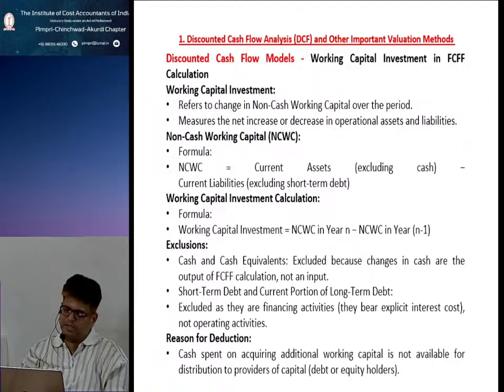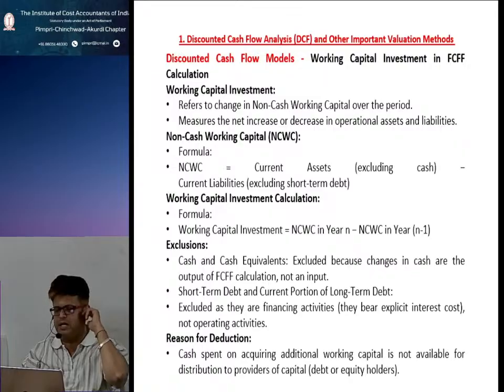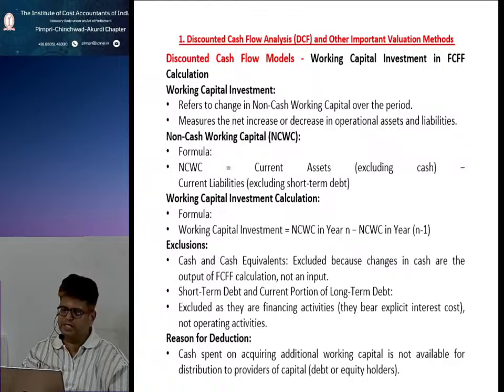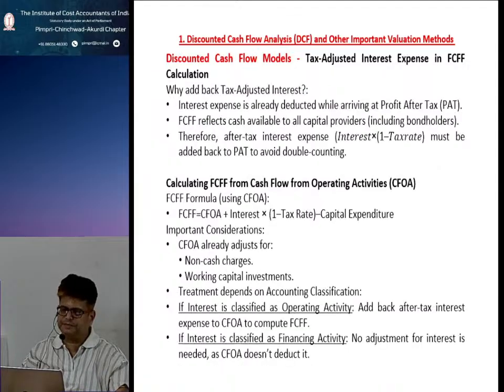Exclusions are typically the cash and cash equivalents. Why are they excluded? Because changes in cash are the output of FCFF calculation, not an input. That's the logic behind exclusions of cash and cash equivalents. And short-term debt and current portion of long-term debt are also excluded. Why excluded? Excluded as they are financing activities.